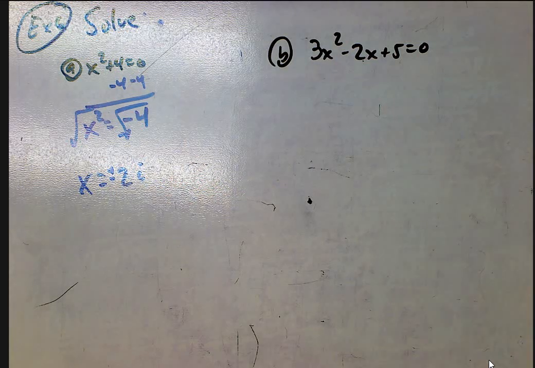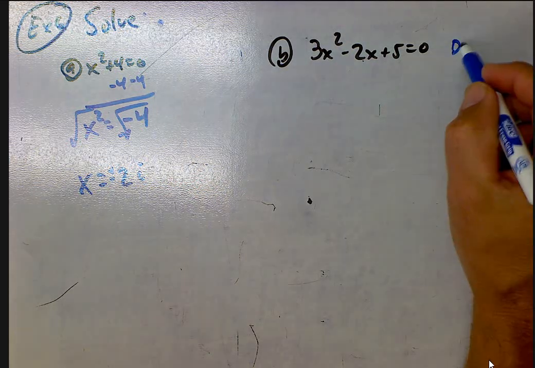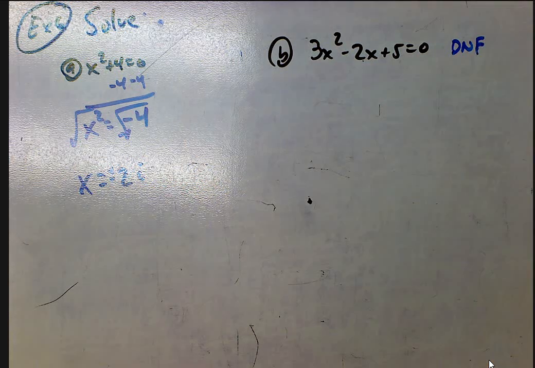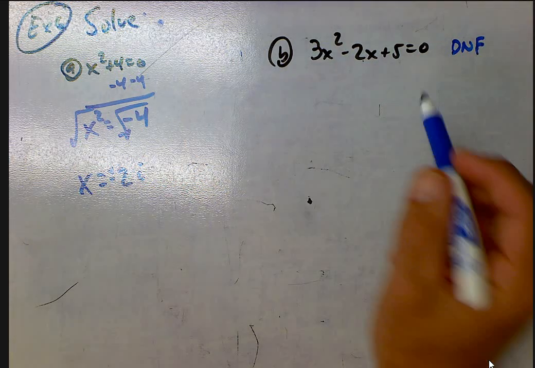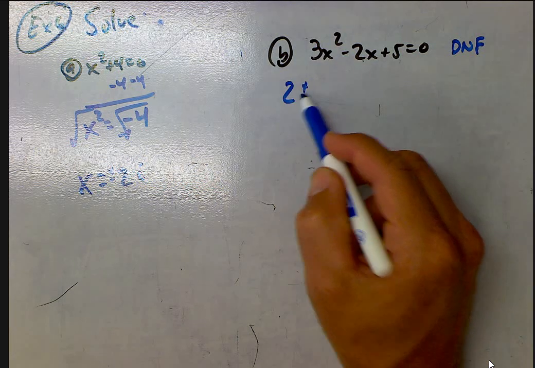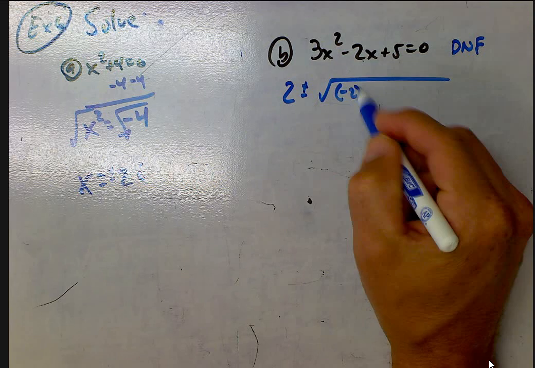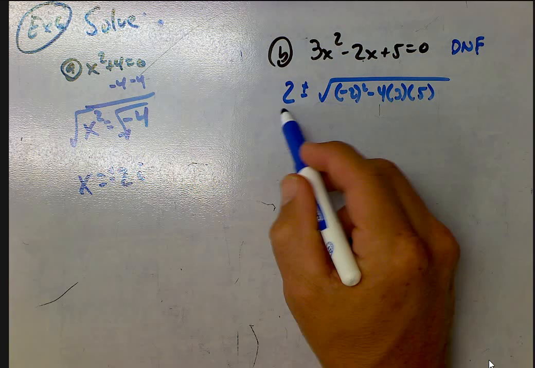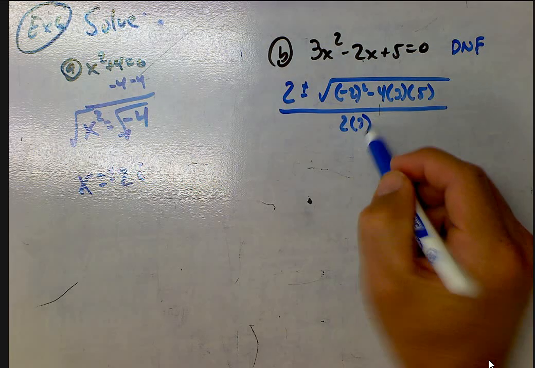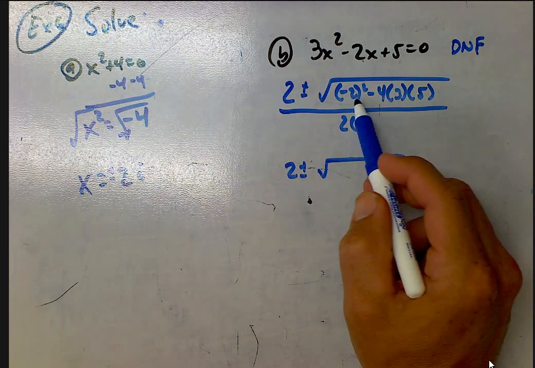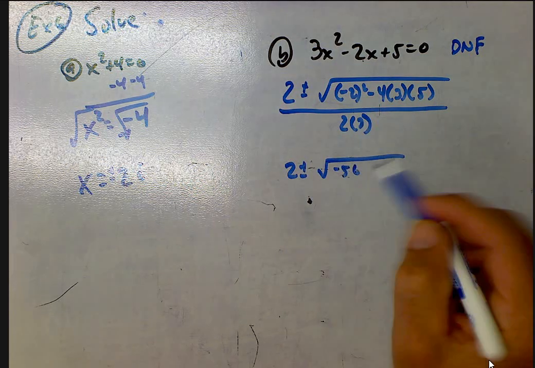For part B, it's a little harder. First thing I notice is that this thing does not factor, which you always want to try to factor quadratic equations if you can. So I have to do quadratic formula. So negative b plus or minus the square root of b squared minus 4 times a times c all over 2 times a. So 2 plus or minus the square root of, this will be 4 minus 60 or negative 56 over 6.